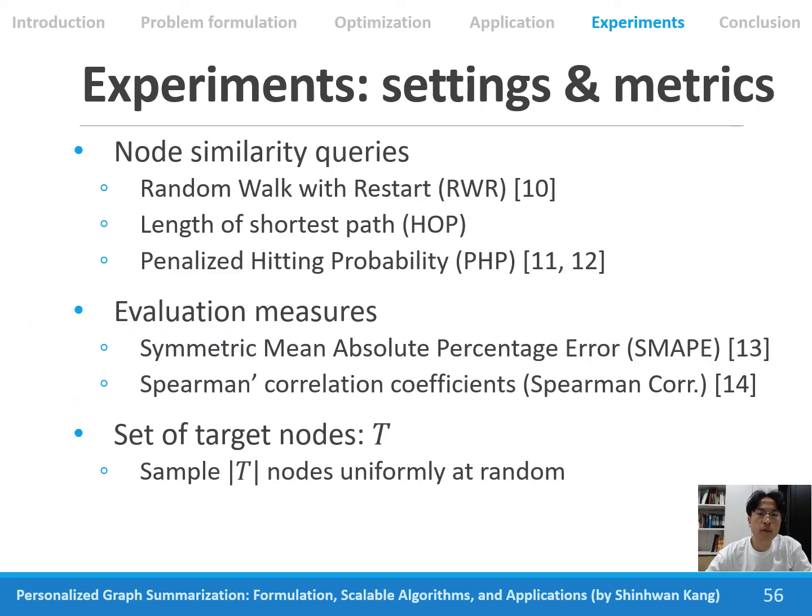Here are some experimental details. We considered three types of node-similarity queries for evaluating the quality of summary graphs. We measured the accuracy of approximate answers from the summary graph by comparing them with the ground truth answers using two measures. They are symmetric mean absolute percentage error, which is SMAPE in short, and Spearman correlation coefficient. Lastly, target nodes are sampled uniformly at random.